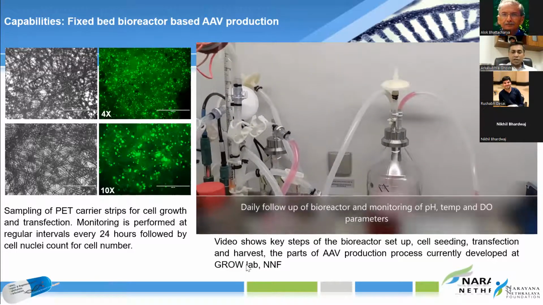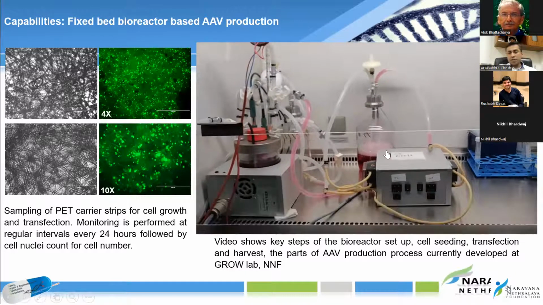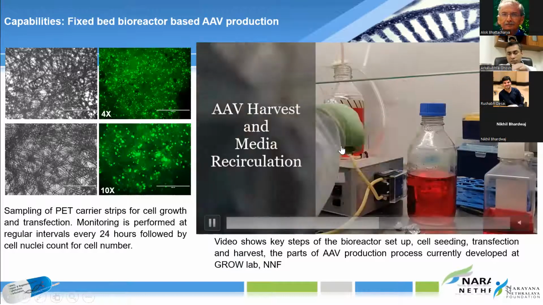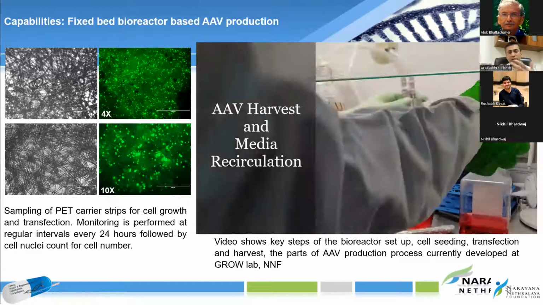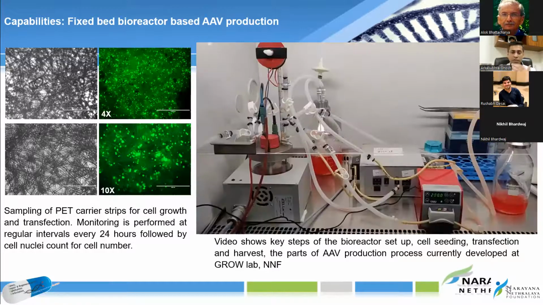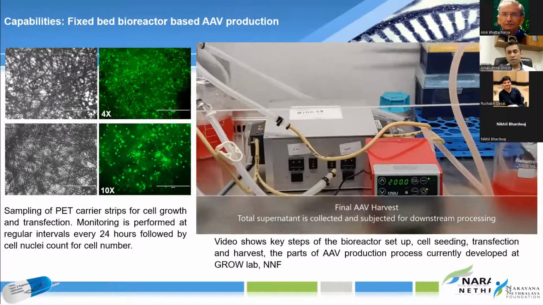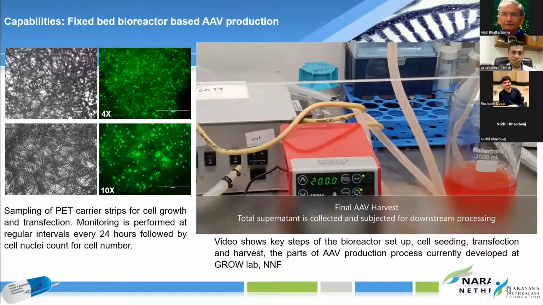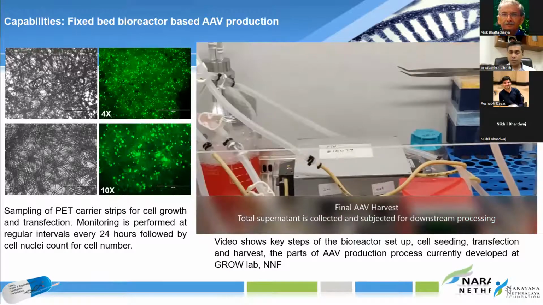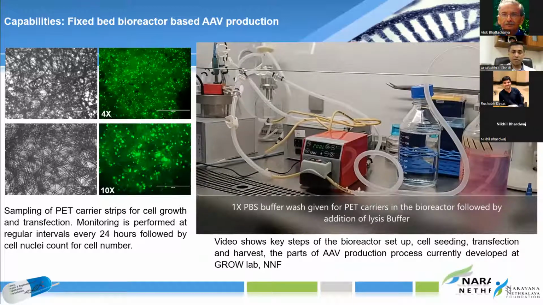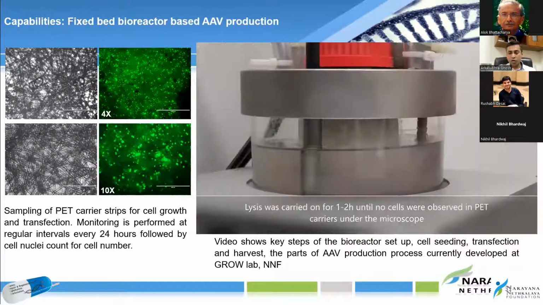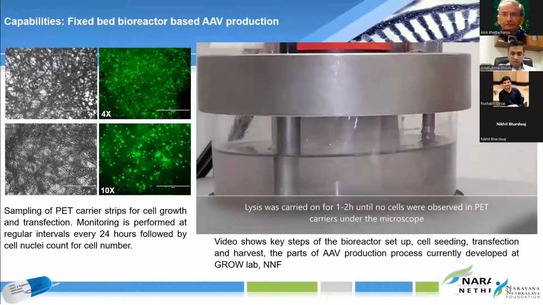Now, essentially, this is a fixed bed bioreactor in which we seed the cells and we do the transient transfection inside the bioreactor, and the vectors are produced. Some of it comes out in the media supernatant, some of it is retained within the cell lysate, both of which are processed post bioreactor growth by chromatographic methods.